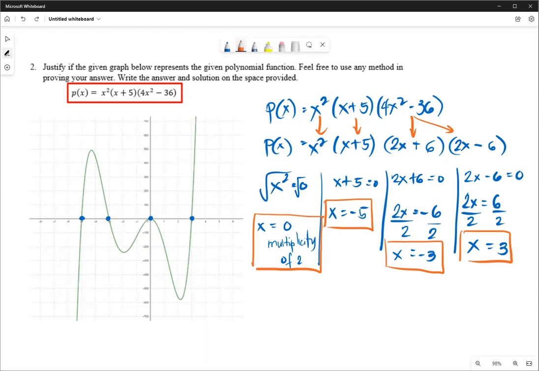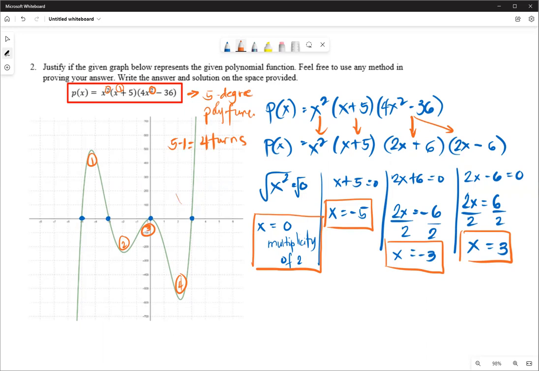And if we will look at it, it's a 5-degree polynomial function because we have here a squared term, a linear term, and another squared term. When we get the degree, it's a 5-degree polynomial function. So therefore, to know the number of turns, we will have 5 minus 1. That becomes 4 turns. And if we will verify it in our graph, we have here the first turn, second turn, third turn, and the fourth turn, which also verifies the given polynomial function.